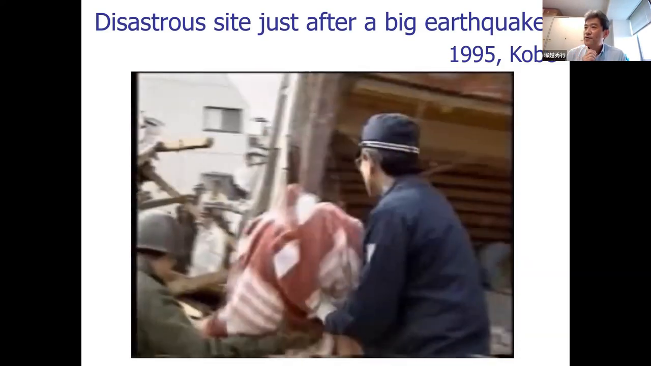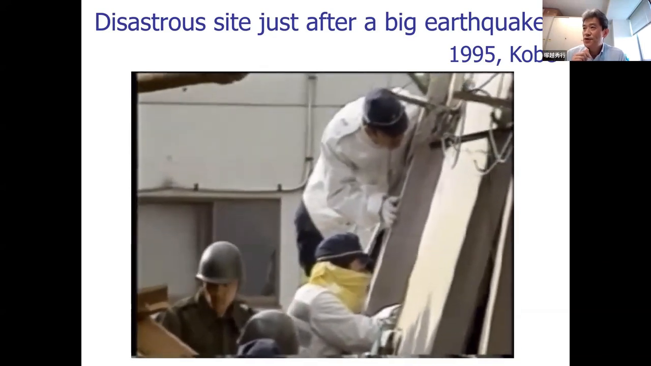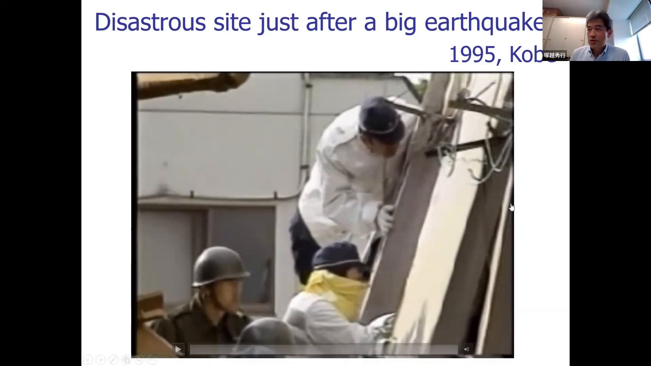And in 1995, the big earthquake hit Japan. And just after the big earthquake, many buildings collapsed. And the rescue parties were trying to search the inside of these collapsed buildings to find the victims. And every time a big earthquake occurs, you tend to see this kind of scene. And the problem is that after the big earthquake, the aftershocks tend to continue. So while the aftershocks continue, how to get the information safely and efficiently will be a very important task.